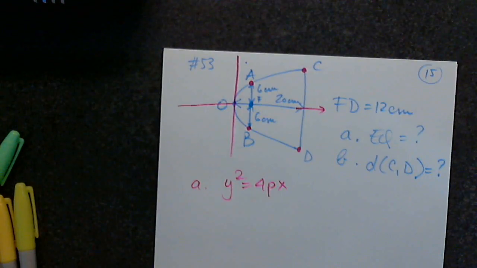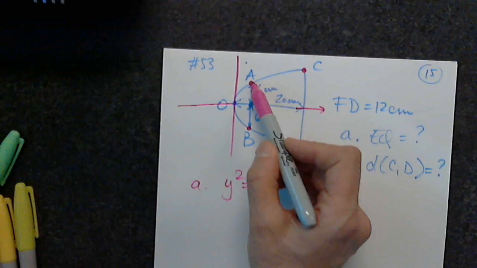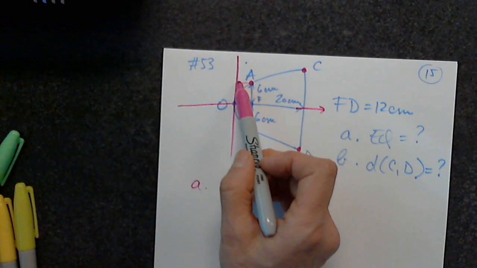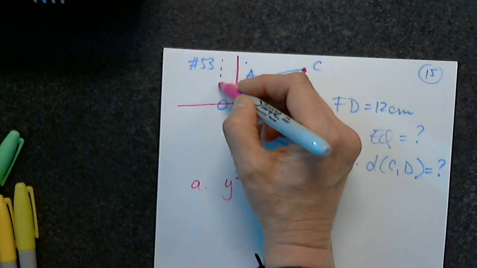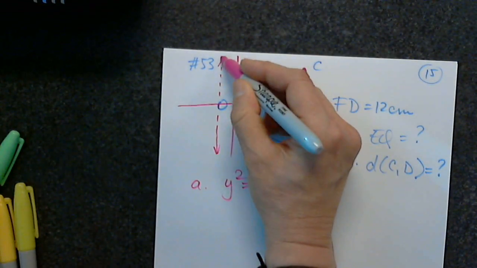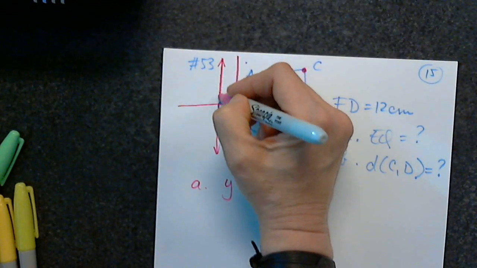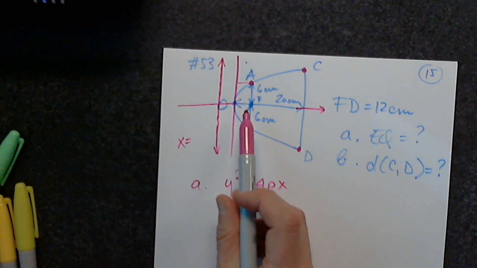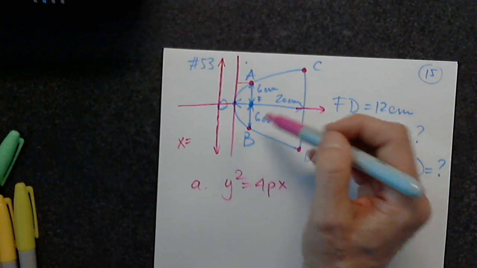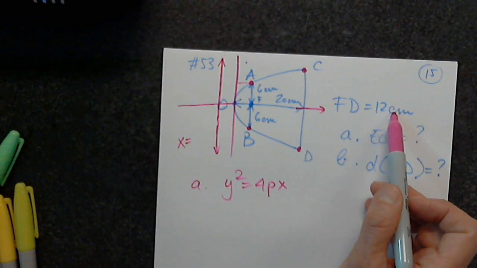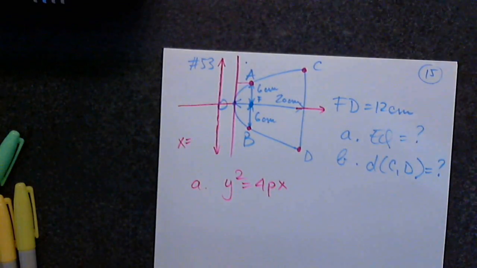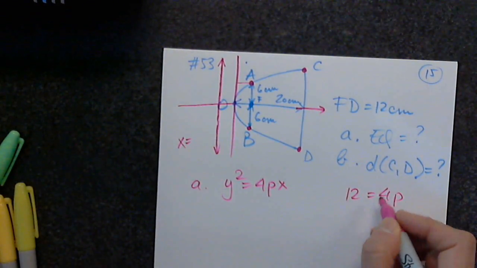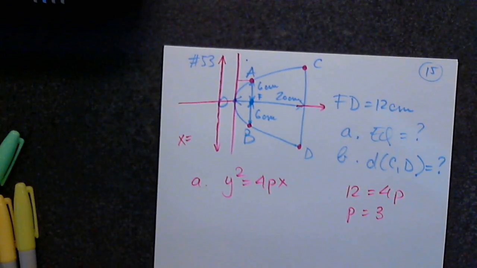Okay. Then we know the line going from point A to the directrix is going to be 6 centimeters, all the way to the directrix, which is going to be even on the other side. Since that's 6, then it has to be a 3 for x. How do we know that? The focal diameter is 12, so we know that is 4p. Indeed, 12 equals 4p, so then p equals 3.